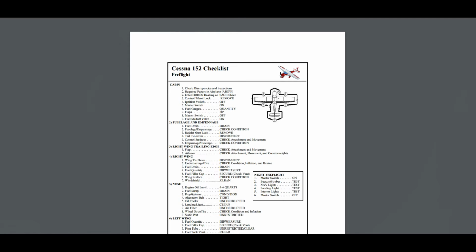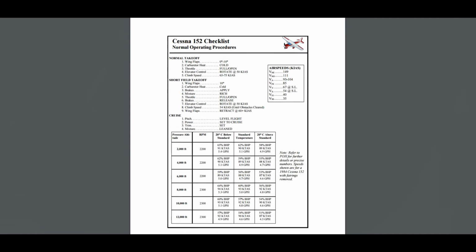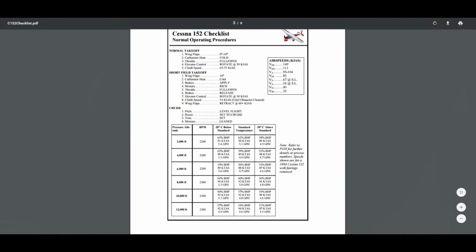So we're going to use the Cessna 152 checklist. This checklist is available for free online. It is not supposed to be used for real-world aviation, from what I understand. And yeah, it's great for the flight sim though. This is probably the best Cessna 152 checklist I've found so far. So anyways, eventually when you scroll down, you should find normal operating procedures right here, and it says airspeeds.